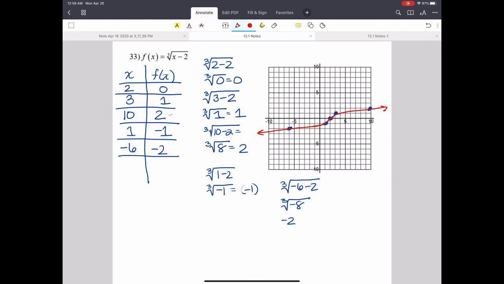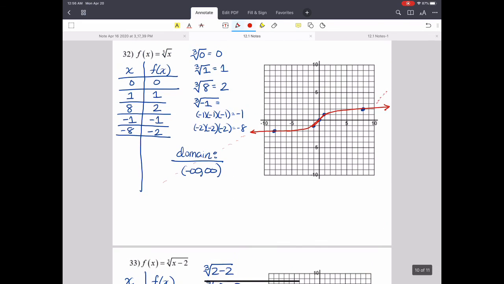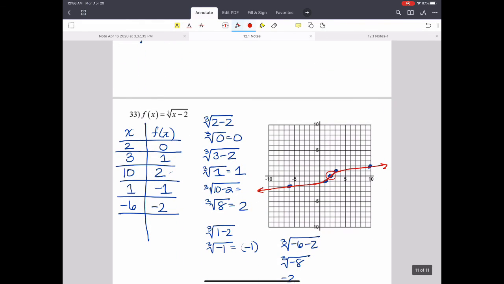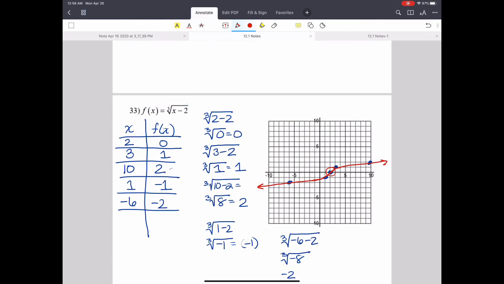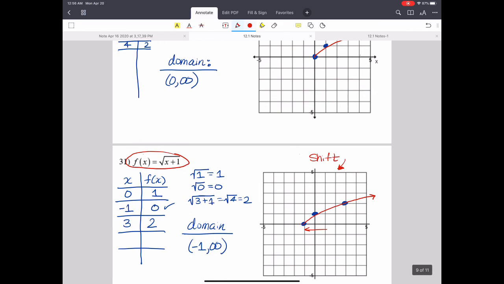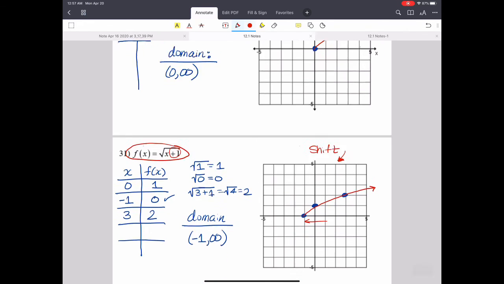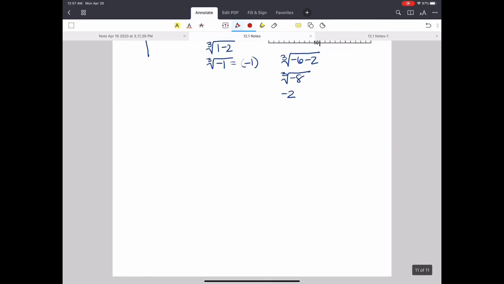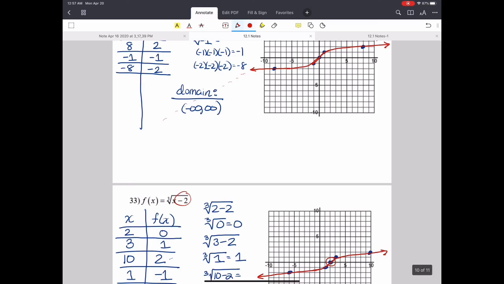And there it is. You can see it looks very similar to the previous one, except it shifted over. Notice it shifted over 2 to the right, and notice how this has a -2 there. This one right here shifted 1 to the left, and that had a +1 there. So the shifts are a little bit weird the way they work, if maybe you've caught on to that. Okay, so that does it for section 12.1.